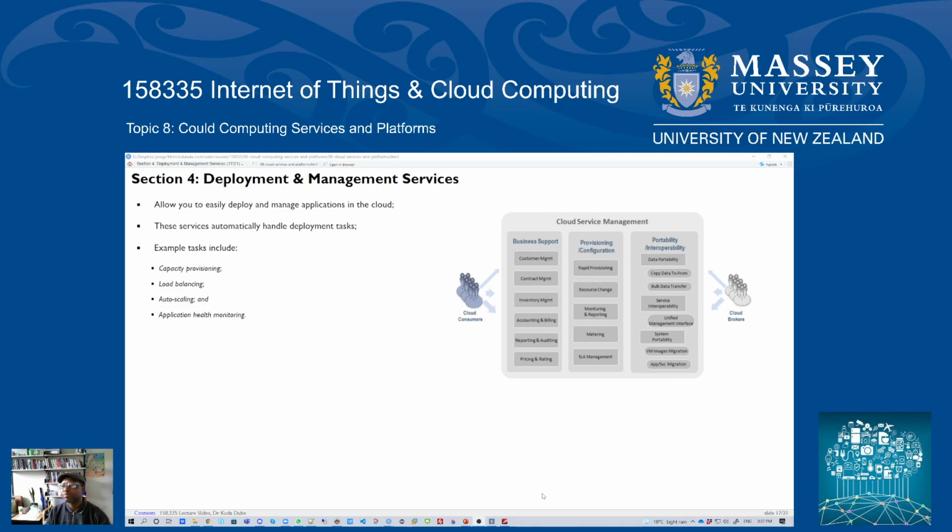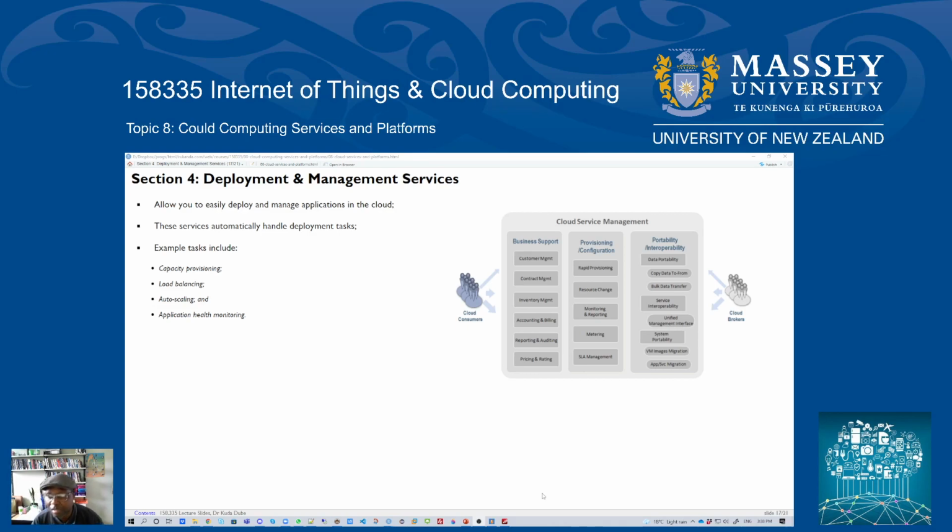Then when you look at provisioning and configuration, of course you want speed in doing this. It's cloud, it's on demand, and also resource changes, also monitoring and reporting is involved. Sometimes there's metering, of course, metering based on certain important parameters. Then a service level agreement, which we have already discussed. So this relates to provisioning.